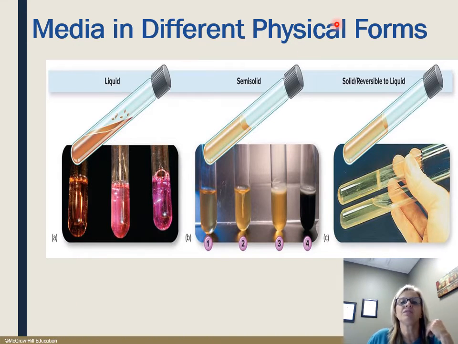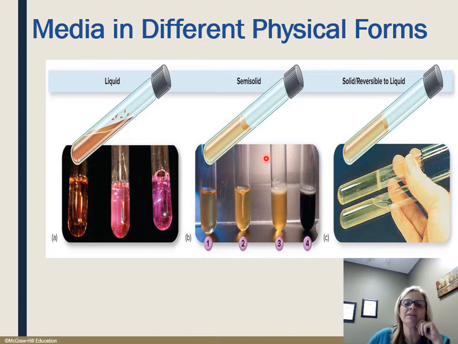So that brings us to the semi-solid. So this is going to be sulfur indole, which is a motility medium, all right? So it's going to be what we call a stab. So we're going to stick our probe down in it, okay, to the inside, and location of growth is going to indicate whether or not it's motile, whether or not it can move.